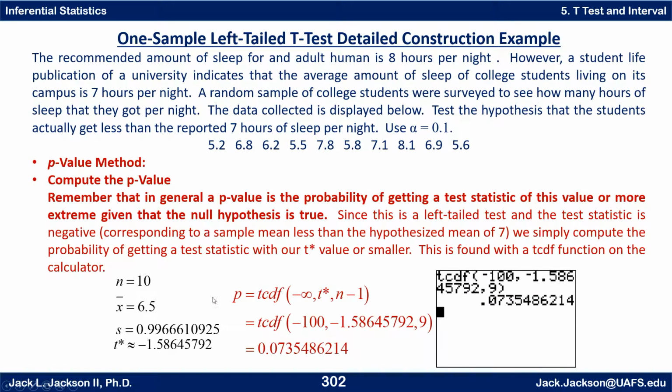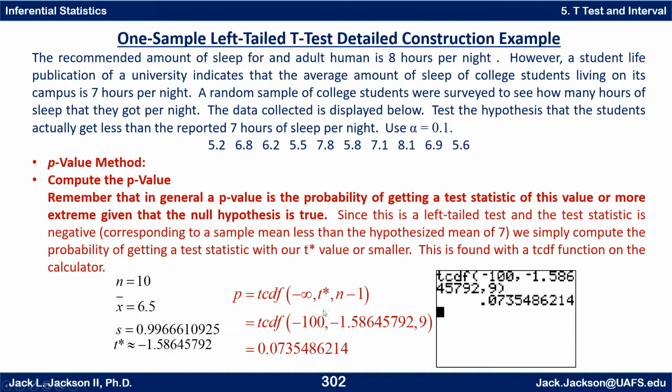So what is a p-value? Remember that in general, a p-value is the probability of getting a test statistic of the value that we got or something more extreme given that the null hypothesis is true. Since this is a left-tailed test and the test statistic is negative, corresponding to a sample mean less than the hypothesized mean of 7, we simply compute the probability of getting a test statistic with our t-star value or something smaller. This is found with the tcdf function on the calculator.